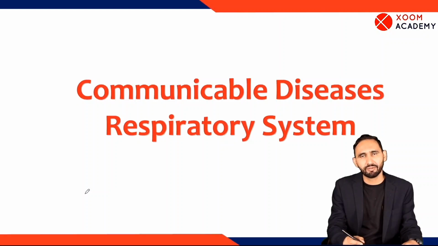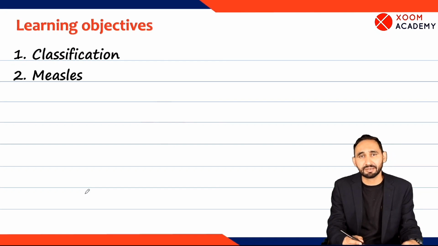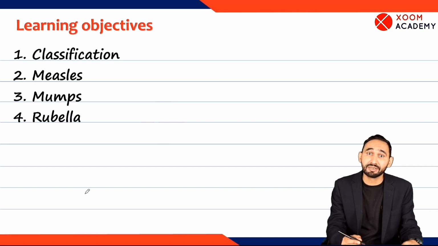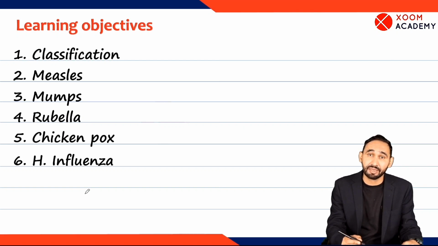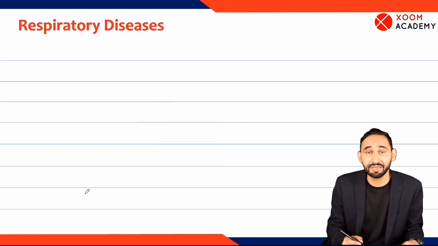Communicable diseases. We'll start from communicable diseases, our respiratory system. We will do this session according to the following learning objectives. First, we will discuss the classification of respiratory diseases. Then, we will discuss measles. Then, we will discuss mumps. And then, we will discuss rubella and chickenpox and H. influenzae. In the end, we will summarize the session. So, let's start with the classification of respiratory diseases.